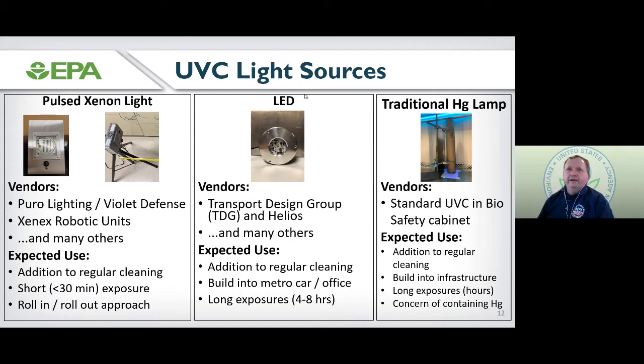The middle one is a light emitting diode. We received one from the Transport Design Group, TDG, who is working with Helios on this specific light emitting diode. We should recognize there are a lot of other vendors on the market that now produce LEDs also in relation to disinfection for SARS-CoV-2. They are more intended to be built into a metro car or into an office, so they will be turned on when people are not present overnight and can potentially be turned on for a longer exposure time of 4 to 8 hours.